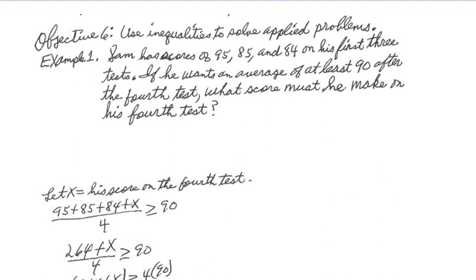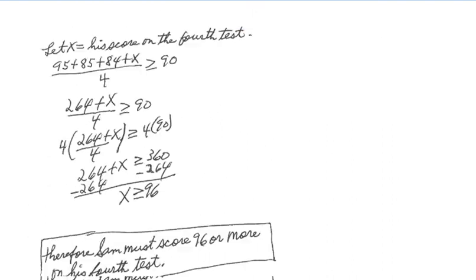First of all, we need to let x represent his score on the 4th test. Whatever he needs to make on the 4th test, we'll let x represent that score. So, remember we're trying to get an average of at least 90 on 4 tests. So, first we have to account for the sum of all 4 tests. The first one being 95, the second one 85, third one 84, and the 4th one unknown.